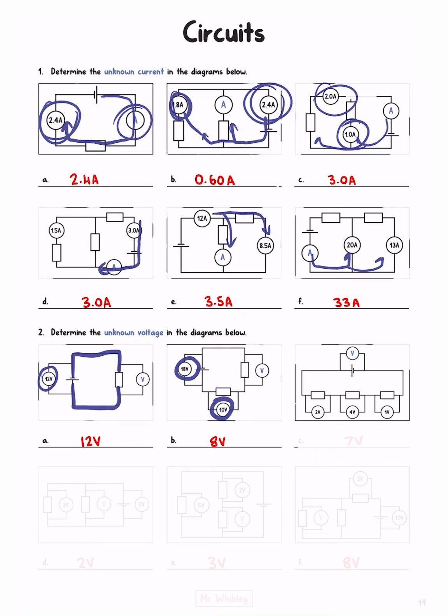Our total source voltage must therefore be the sum of these 3 voltages, which is 7 volts. Our fourth circuit has a voltage source with 2 volts across it, connected to 2 resistors in parallel, and we have 2 volts across this resistor as well, and an unknown voltage across our other resistor.